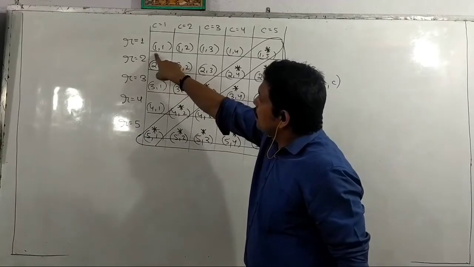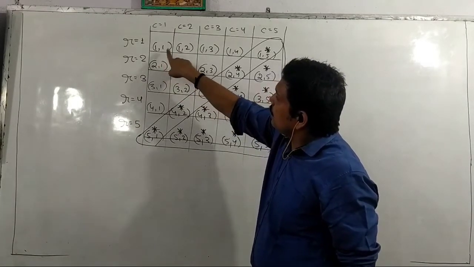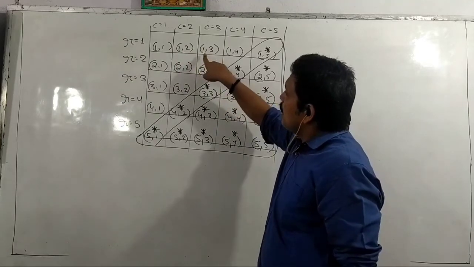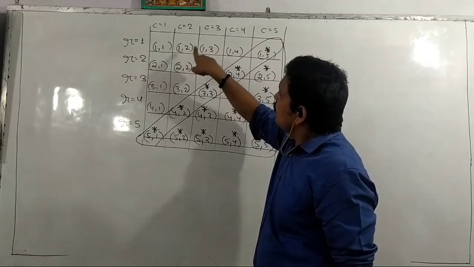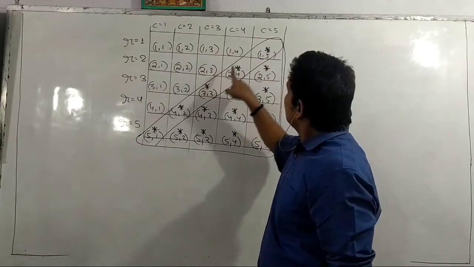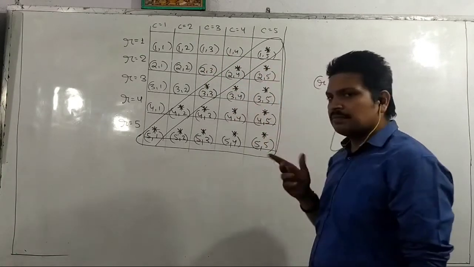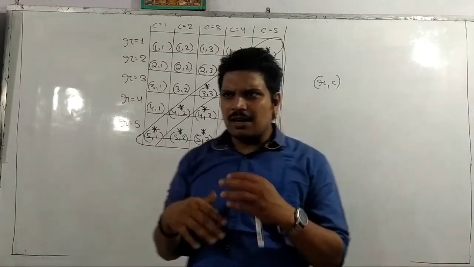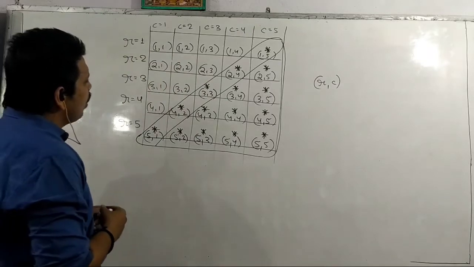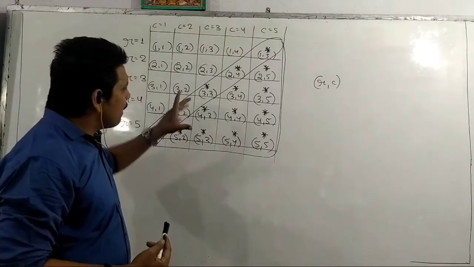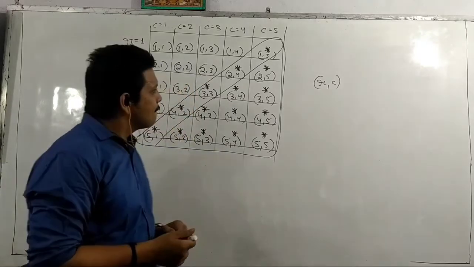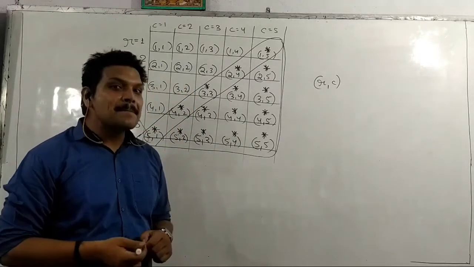Here, R and C are equal. Here, R is less than C. Here, the value of R is less than the column value. So everywhere it is less than. So we cannot write R less than equal to or R greater than equal to. Yes or no? So what could be the relation between R and C? What could be the relation?